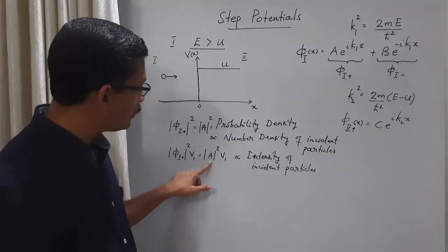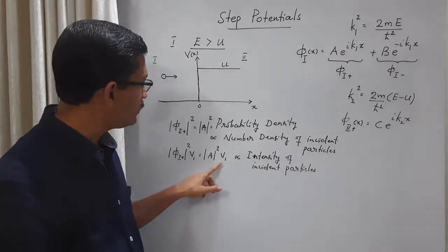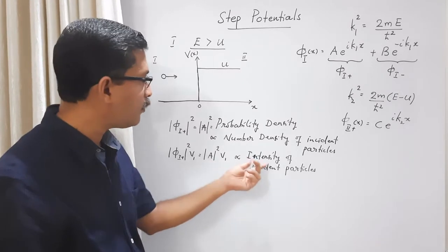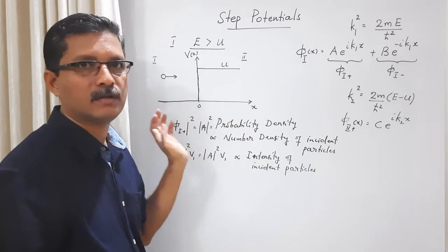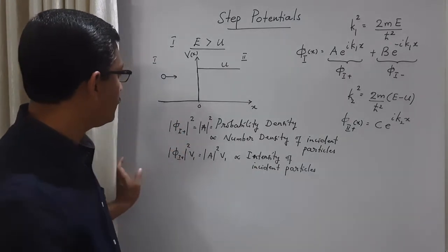Number of particles per unit length into length by time. Okay, so that what you get is a number of particles per unit time. So in one dimension case, number of particles per unit time can be called intensity of the incident particles. So this is the incident particle intensity.